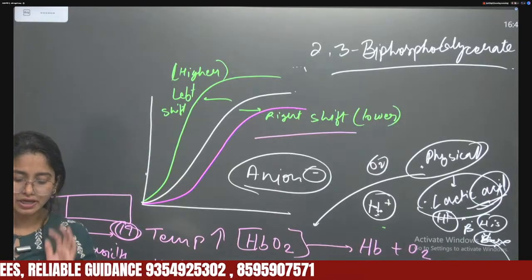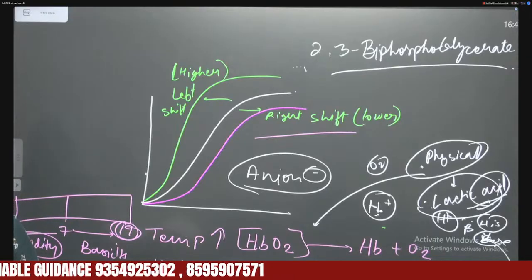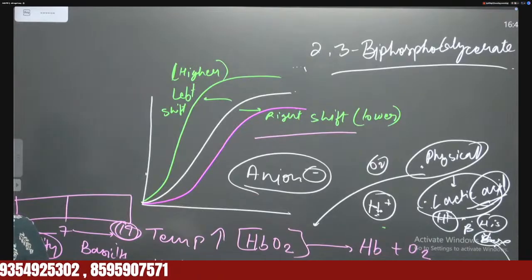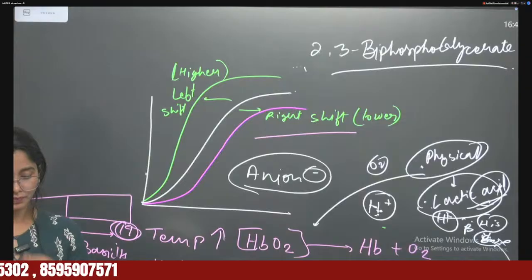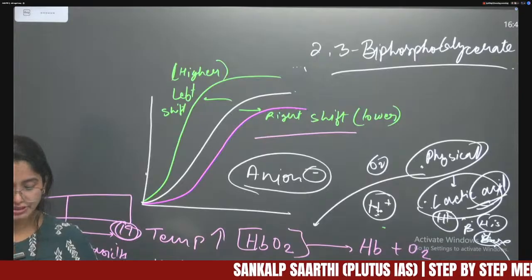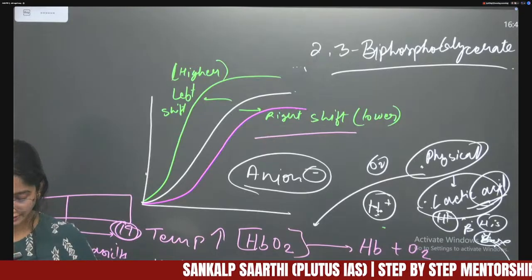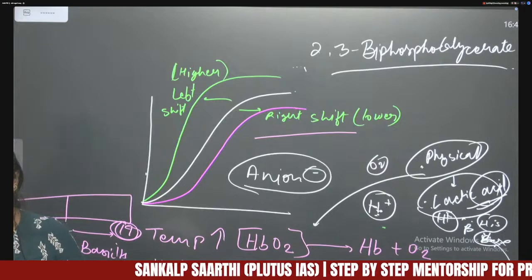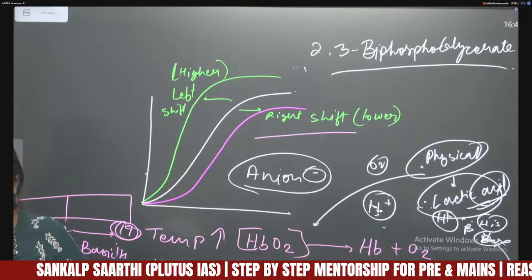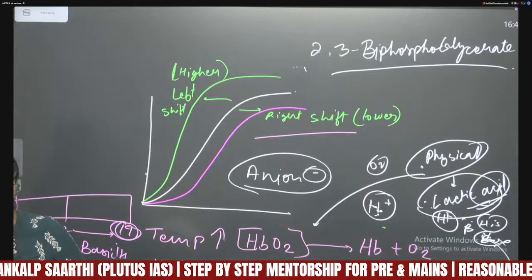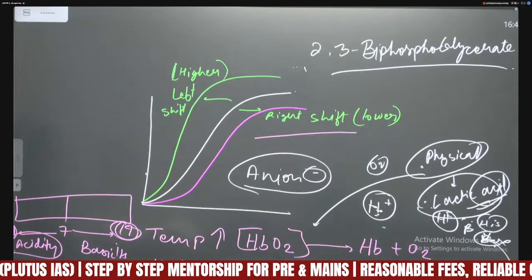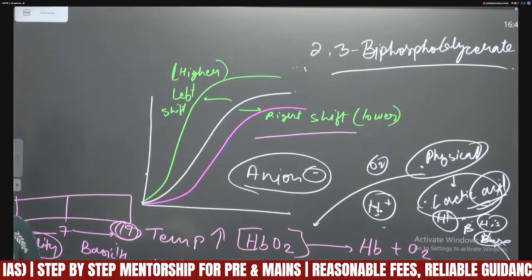Full stop. An increase in the concentration of BPG shifts the reaction slash graph to the right, causing more dissociation or liberation of oxygen molecule from hemoglobin, from HbO2.